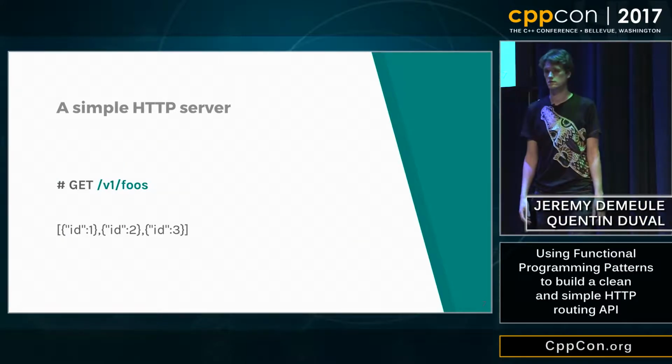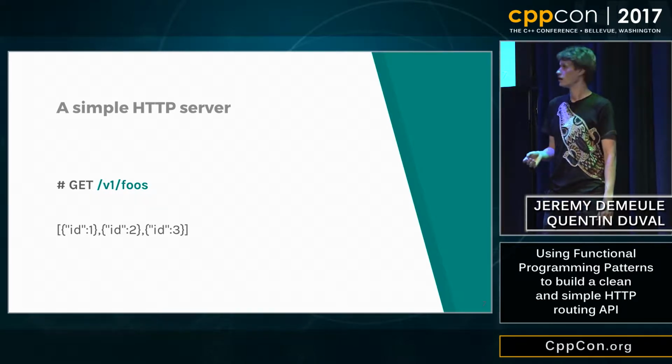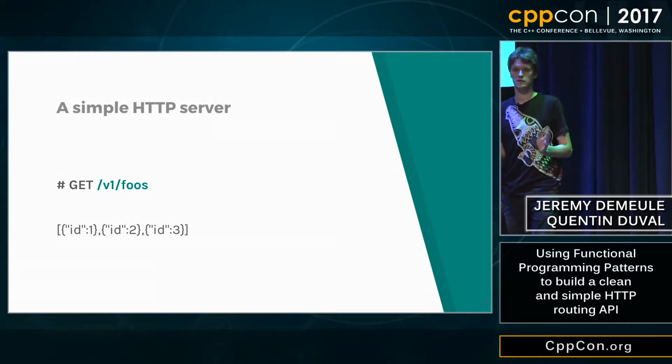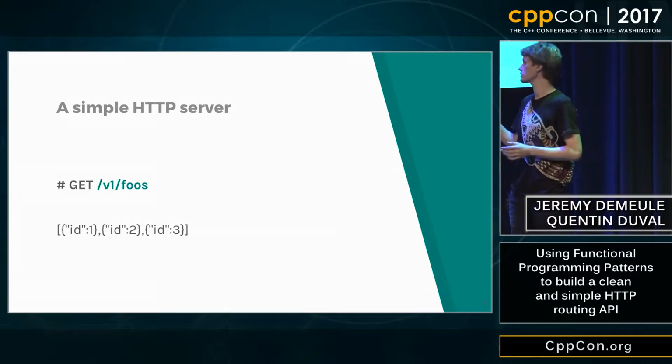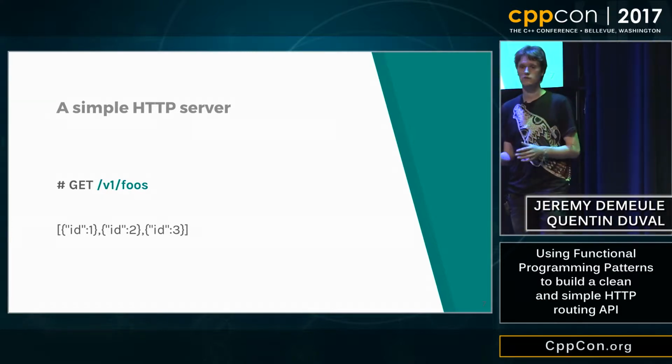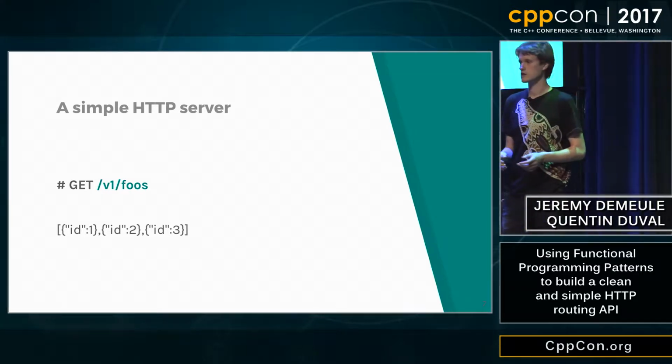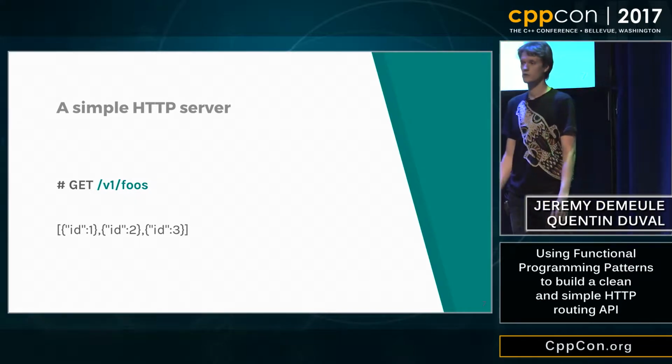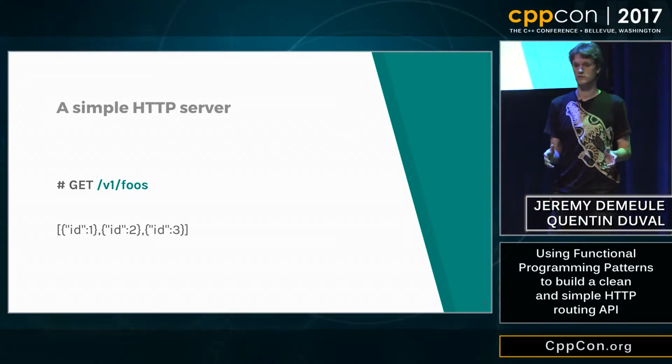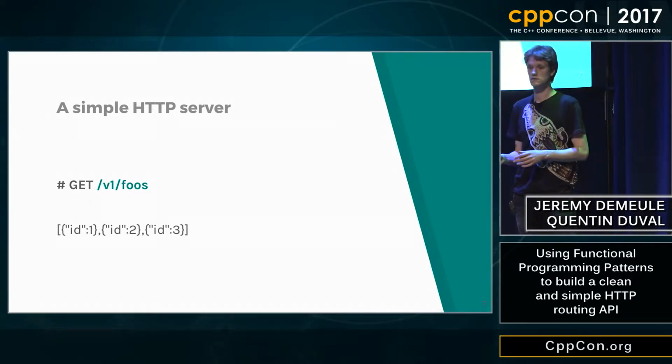So we'll start with a simple HTTP server, and we will send requests to this server. The first request will be a GET request to the URI /v1/foos, and we expect the server to answer with the list of all the foos inside the system.